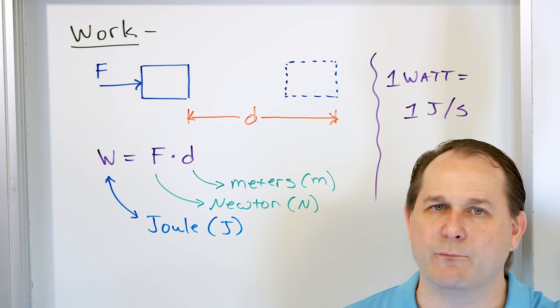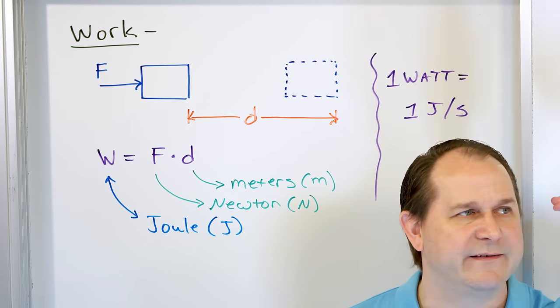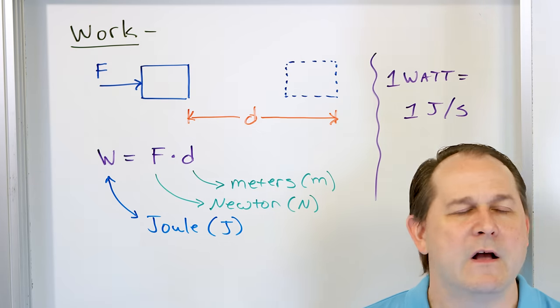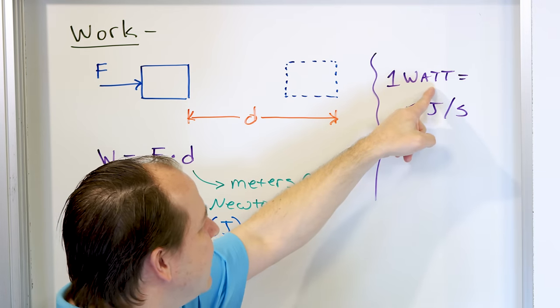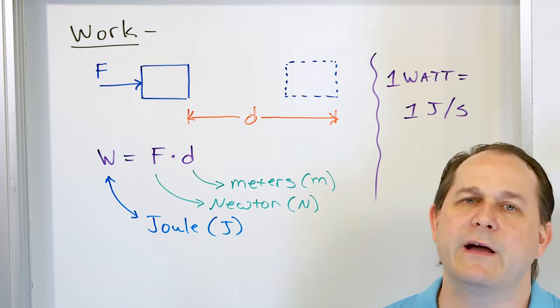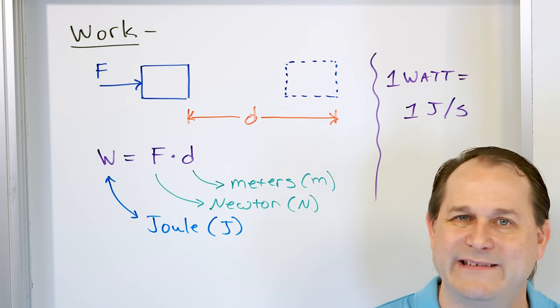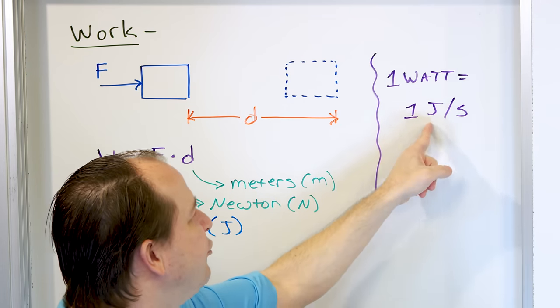Next second, 60 more joules hitting me, 60 more joules hitting me, and again. You see how that goes? So when we use the word watt, that's a shorthand way of telling you how much energy is coming per second. And when you have a 60-watt light bulb, it's 60 joules per second, because 1 watt is 1 joule per second.